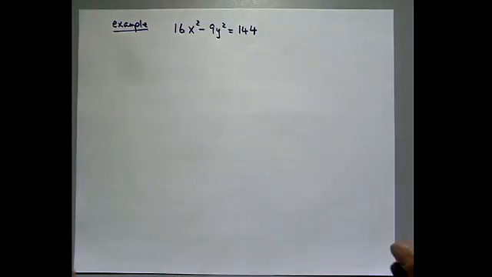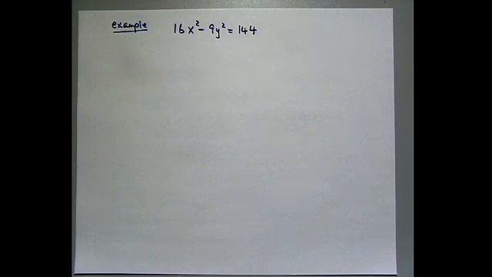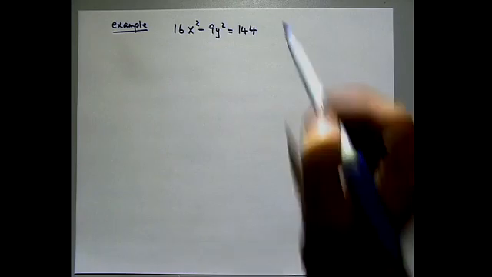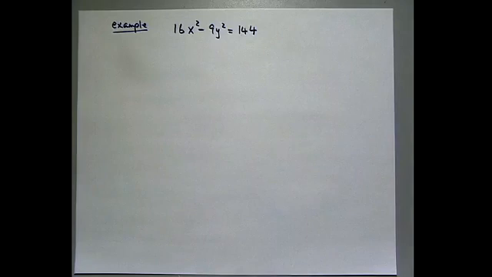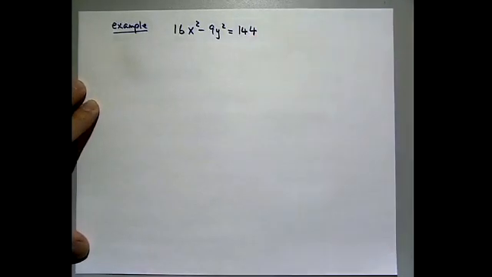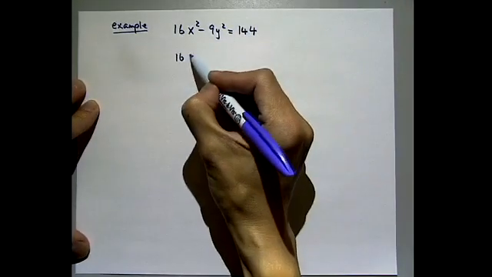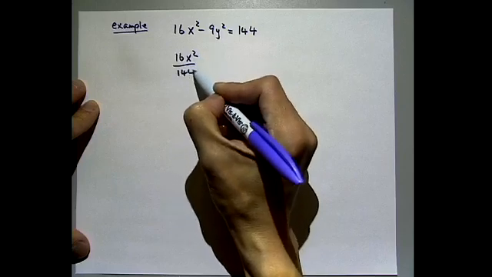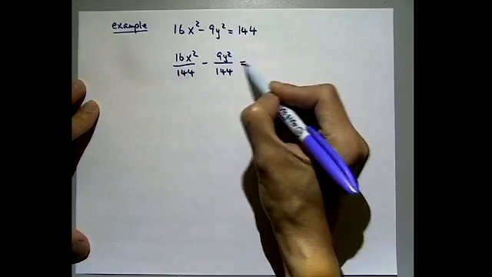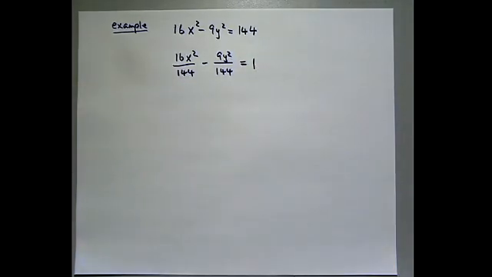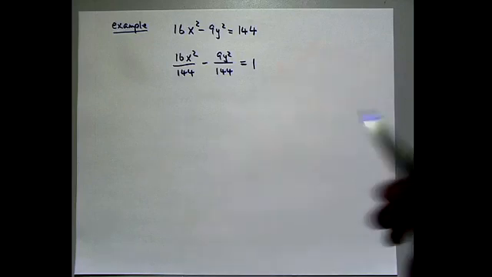Let's look at this one here: 16x squared minus 9y squared is equal to 144. So this is just like the ellipse case you were asking me about earlier. When the right-hand side is not 1, you divide everything out first to make it a 1. You make the right-hand side a 1 by dividing by 144, and then you deal with the consequences of that.